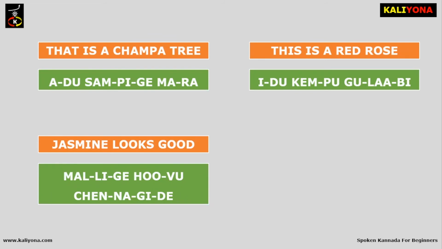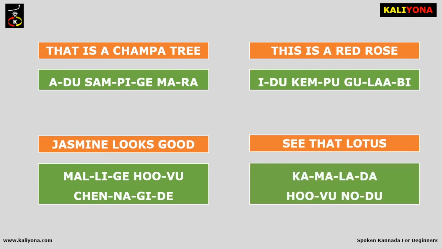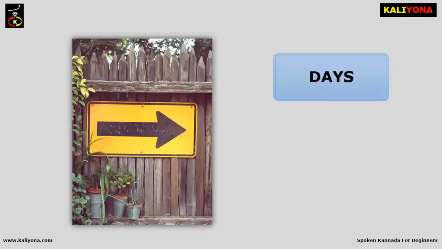Jasmine looks good. ಮಲ್ಲಿಗೆ ಹೂವು ಚೆನ್ನಾಗಿದೆ. See that lotus. ಕಮಲದ ಹೂವು ನೋಡು. So this was all about the market items.